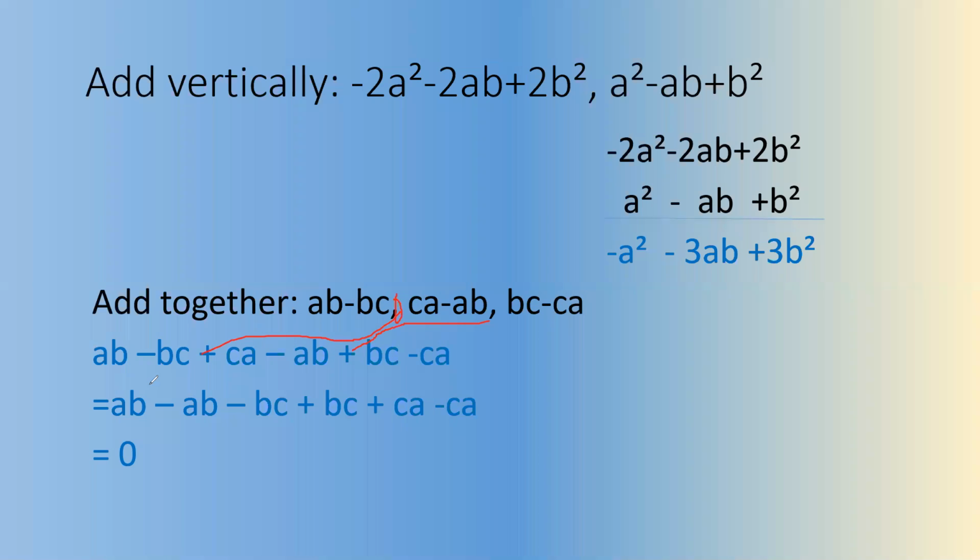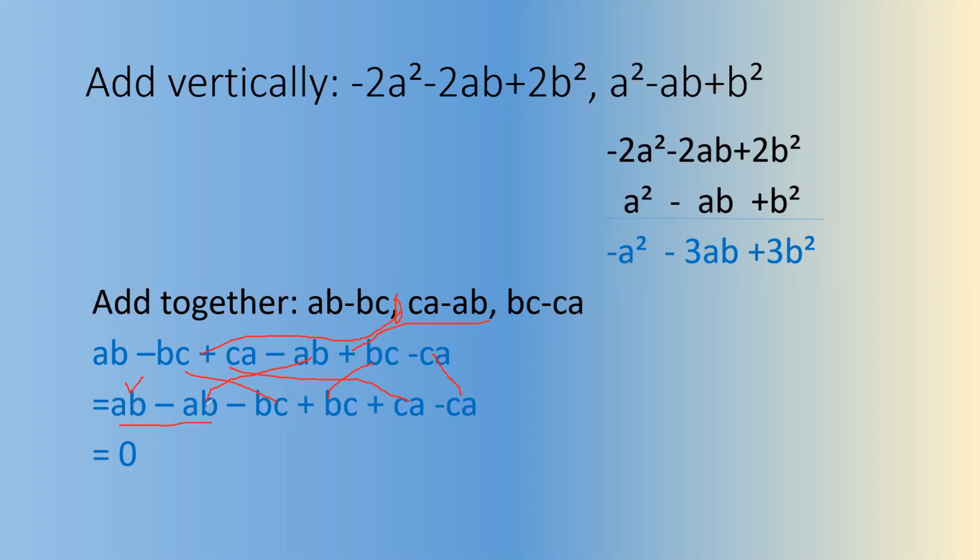Okay. Now in the next step, arrange the variables: AB, then copy down minus AB, minus BC, and then plus BC, plus CA, and minus CA. What you have done is arrange the same variables together.